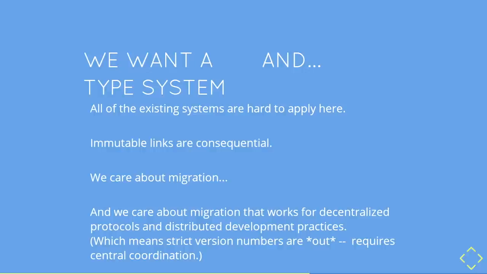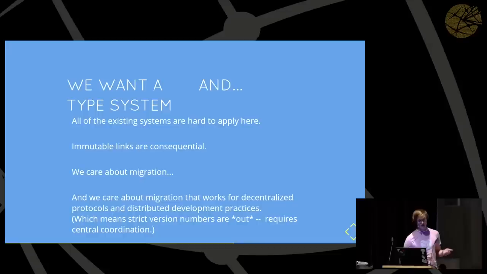We also care a lot about migration. This is something that many schema systems say is important. But in particular, IPLD is for building distributed, decentralized stuff. So it's important not just to say we care about migration, but to figure out what that means for decentralized protocols where you have really long-running versions, people who won't abandon really old versions, right? I can't force somebody to upgrade the application if I'm a nice player in a decentralized world. And I need distributed development practices to work well, which means things like strict version numbers. You can't use those for versioning of your schema if you're doing distributed development, because to increment a version number, you have to coordinate centrally.